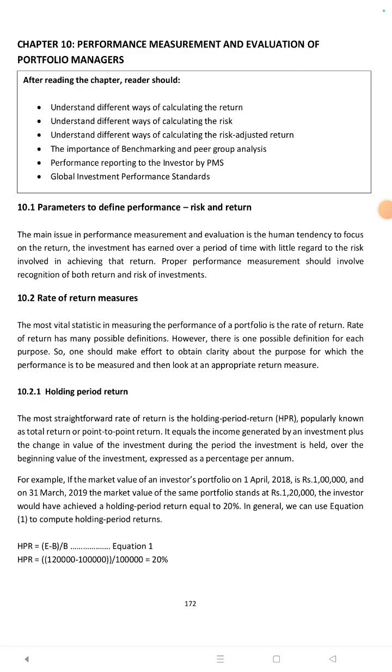चैप्टर 10। आज हम पीएमएस कवर कर रहे हैं और ये चैप्टर 10 है, परफॉर्मेंस मेजरमेंट एंड इवैल्यूएशन ऑफ पोर्टफोलियो मैनेजर्स। तो फर्स्ट है पैरामीटर्स ऑफ डिफाइन परफॉर्मेंस, रिस्क एंड रिटर्न। The main issue in performance measurement and evaluation is the human tendency to focus on the return the investment has earned over a period of time, with little regard to the risk involved in achieving that return. Proper performance measurement should involve recognition of both return and risk of investment.